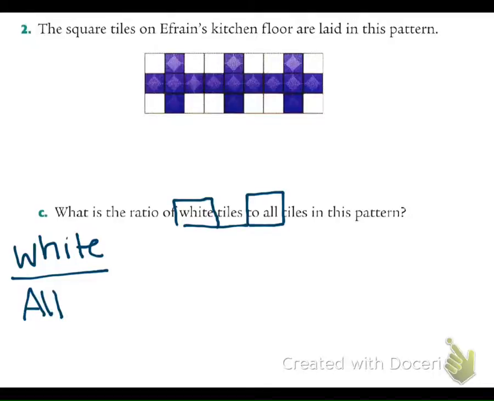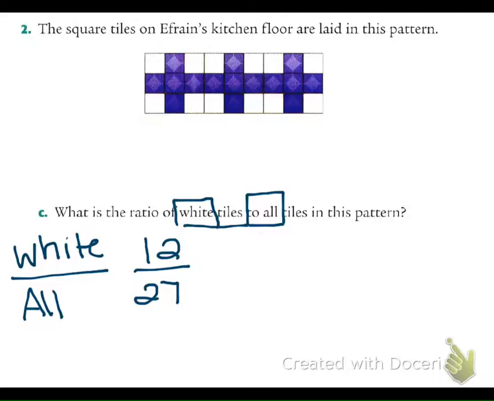Take a moment to count and fill in the numbers that go along with this ratio. If you counted, you would see that there are 12 white tiles in this ratio. You should have also counted that there were 27 tiles in all. 12 to 27 is my ratio.